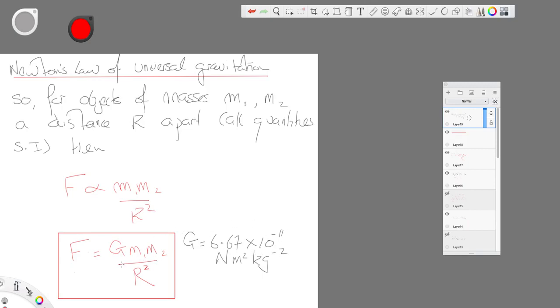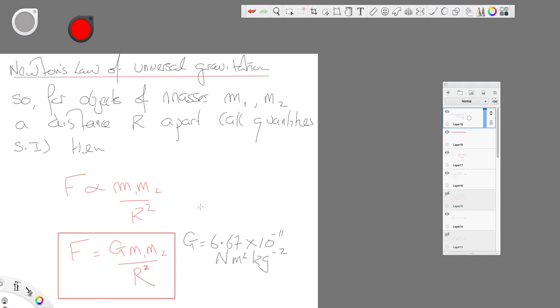Notice that this is an inverse square law. That is to say, if I double the value of r, I will quarter the value of F. If I halve the value of r, I will multiply F by 4. This is an inverse square law. That's the same for electric fields. So there's a similarity. They're both inverse square laws.